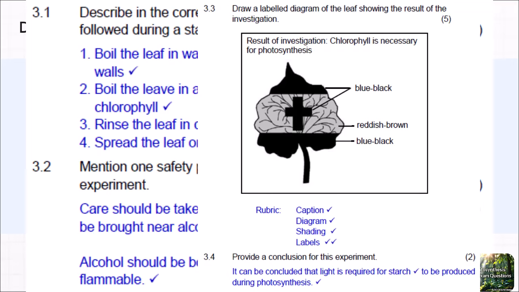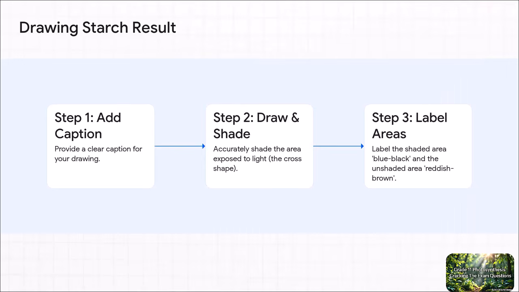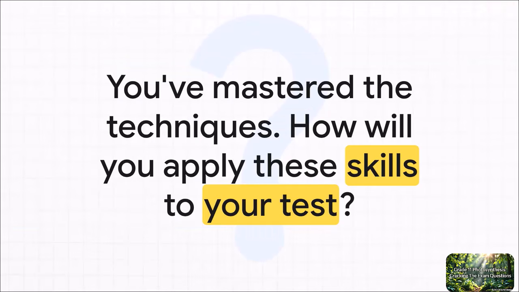And just like with the chloroplast drawing, getting the marks here is all about following the rubric. Give it a good caption, draw the outline of the leaf. Now, the key part. You only shade in the area that was exposed to light, that cross shape, because that's the only place photosynthesis could happen and make starch. Then just label the shaded bit blue-black and the unshaded bit reddish-brown. It's that straightforward.